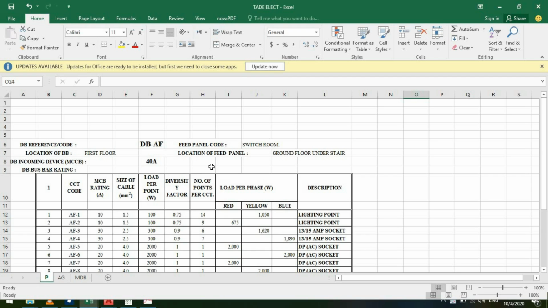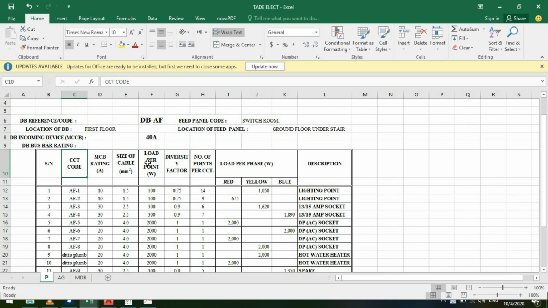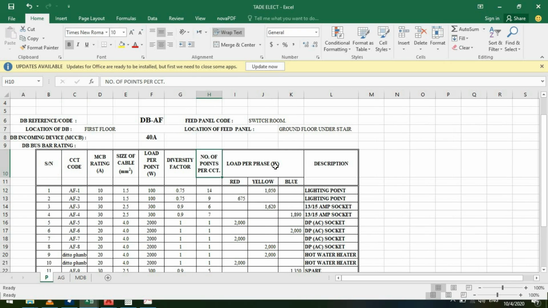In order to make things cushy, I divide my electrical load table into 9 columns. The first column is my SN, which is the serial number, but in electrical terms it means the circuit number. The second is the circuit code, while the third is the MCB rating, then cable size, load per point, diversity factor, number of points, load per phase, and the circuit description.